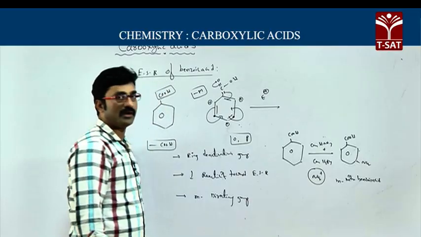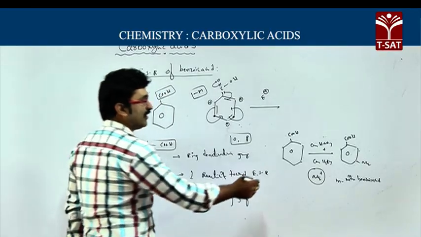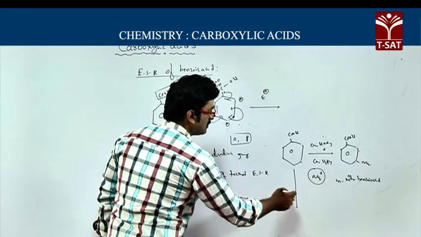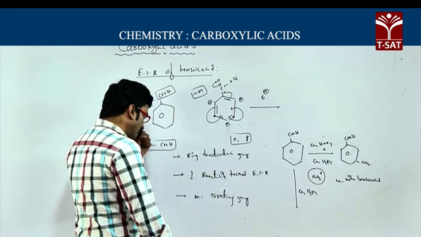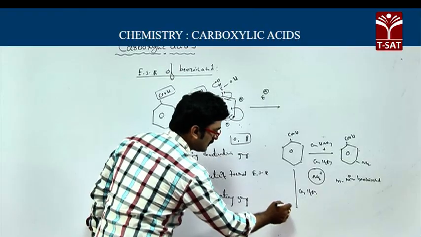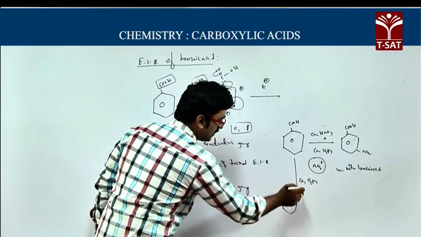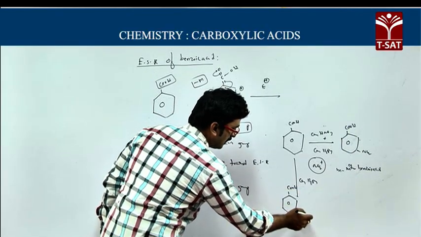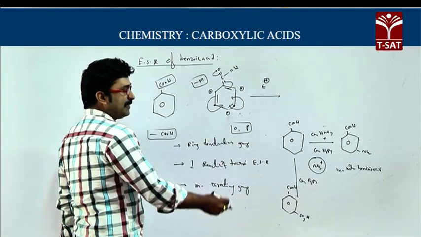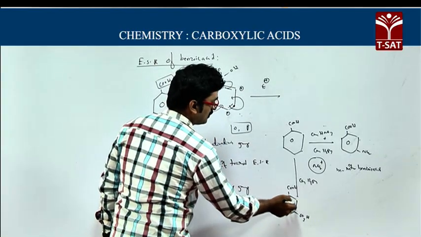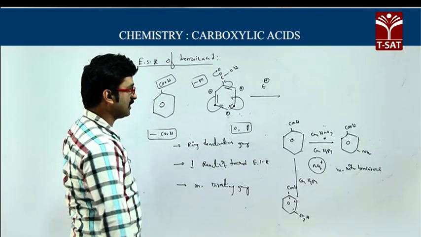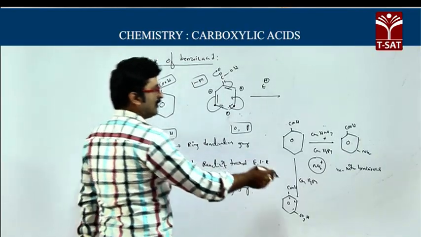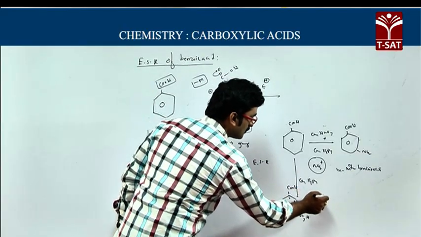Okay, meta nitro benzoic acid, and the electrophile involved in this reaction is NO2 plus. And when benzoic acid reacts with sulfuric acid, here you will get COOH and SO3H. Okay. Now, its name is 3-carboxy benzene sulfonic acid. Here the electrophile involved is SO3.